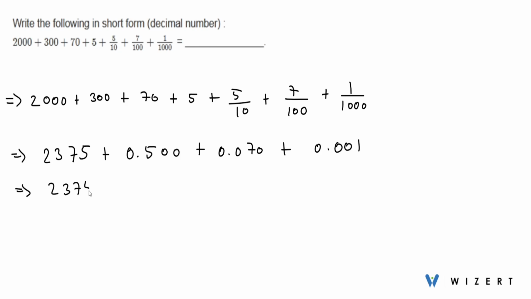So 0.500 plus 0.070 will give us 0.570, and 0.570 plus 0.001 will become 0.571. Now let's add it with 2375. So we are going to have 2375.571 as our final required answer.